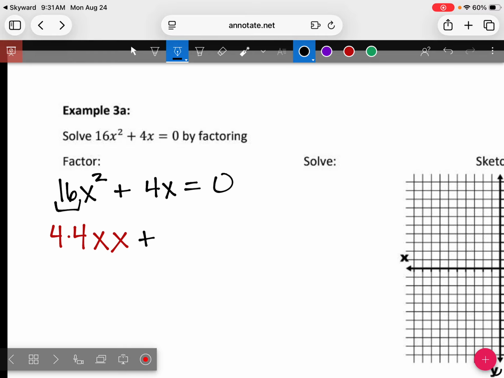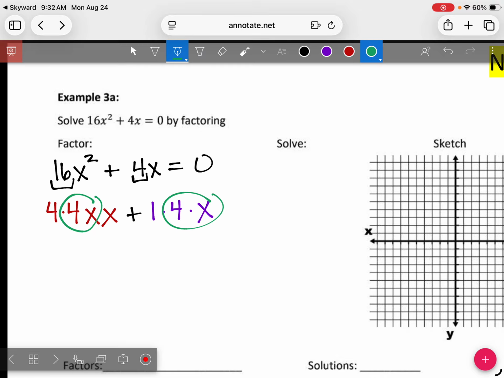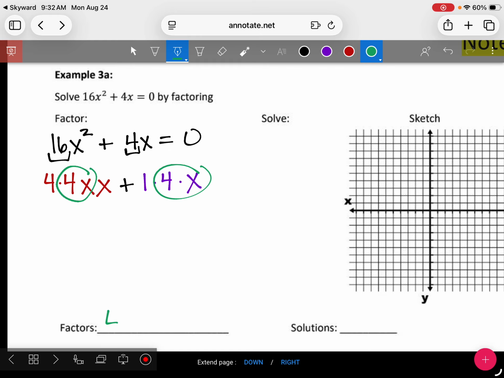Plus, now this 4 has to have a friend. So I'm going to break that down to 1 times 4, and you'll see why in a minute. So what do I have written in purple and in red? I definitely have a 4. What else do I have? x. Let's take it out. So I'm taking out the 4x, so that means that's a factor.